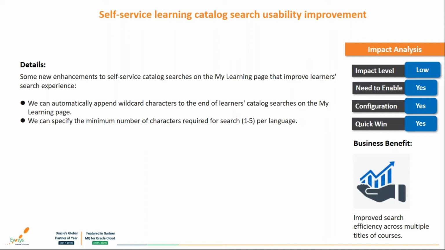So now we can append the wildcard characters to the end of the learner's catalog search, or we can specify the minimum number of characters required. The impact level is again kept at low, with the need to enable this feature and some configurations to be done before we begin using this. And this feature qualifies to be a quick win.